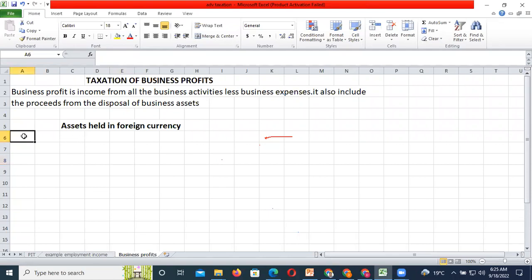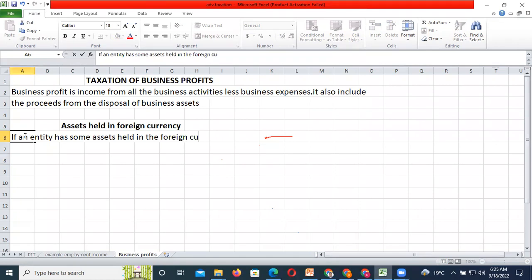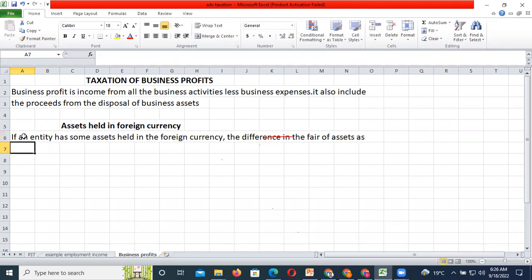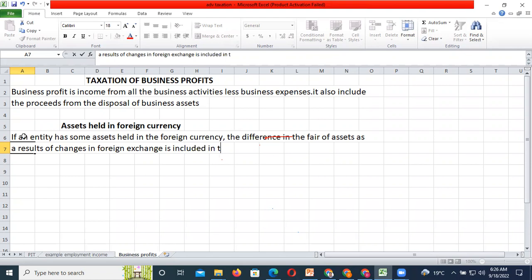We are saying if an entity has some assets held in the foreign currency, the difference in the fair value of assets as a result of changes in foreign exchange is included in the computation.